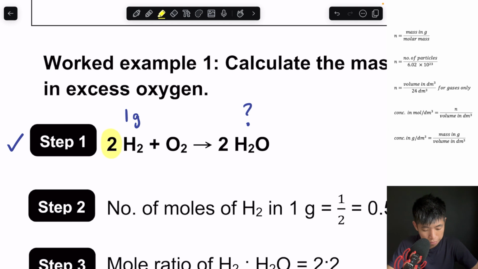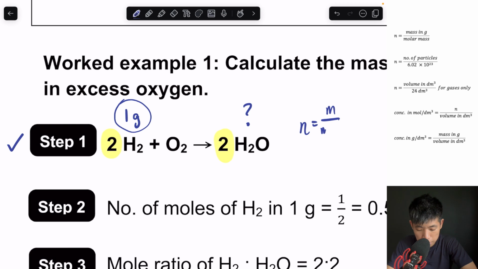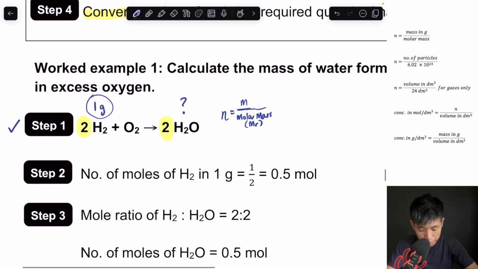In the equation, we have a 2:2, but this 2:2 is in terms of the number of particles or number of moles, not in terms of mass. So your very first step will be to convert this into number of moles. Number of moles is the mass over the molar mass, and you know molar mass has the same value as the Mr. In other words, for the number of moles of hydrogen in 1 gram, we just take 1 gram divided by 2 because hydrogen is H2. That will give us 0.5.